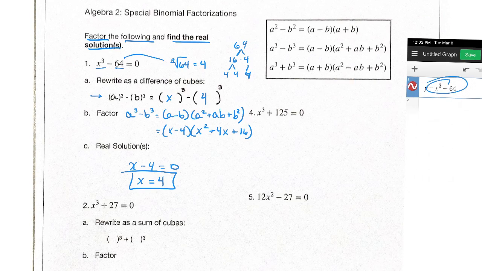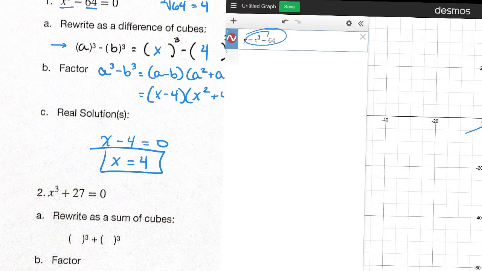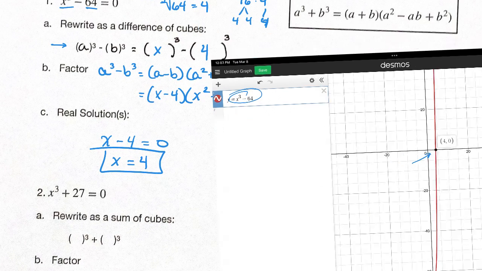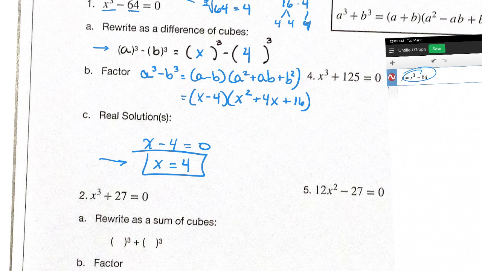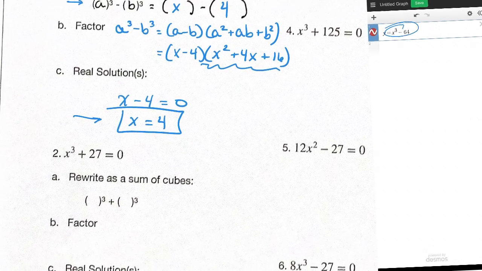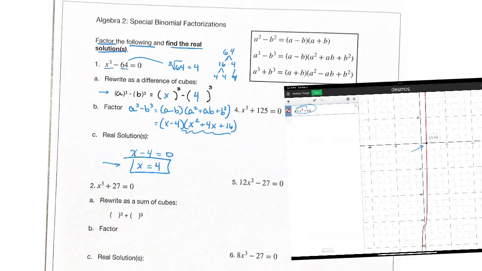Let's see if this thing will move now. That we found. We found that solution x equals 4 right here when we did the math. Now, it only crosses the x-axis once. It does have 3 solutions to it, but those 3 solutions are inside of this quadratic part here, and we'd have to go find those other 2. All right, that should get you started.